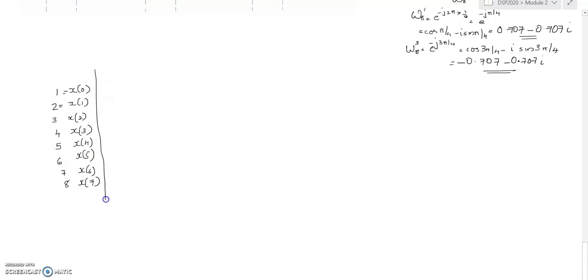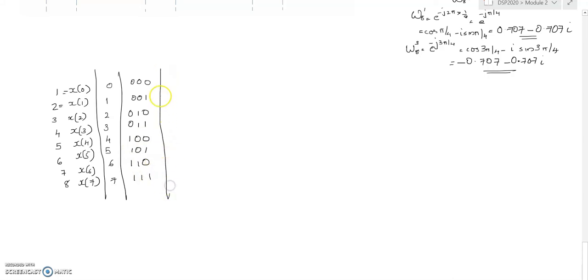Now as I mentioned before, we are taking the binary of the positions. So the position is 0, 1, 2, 3, 4, 5, 6, and 7. So we write the binary: 000, 001, 010, 011, 100, 101, 110, 111. So these are the binary values.